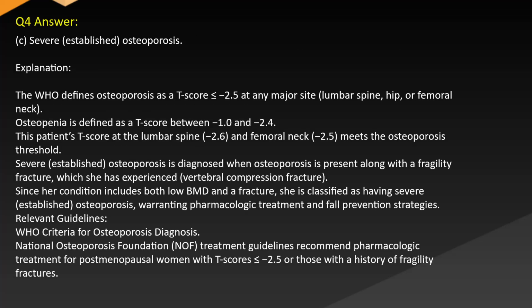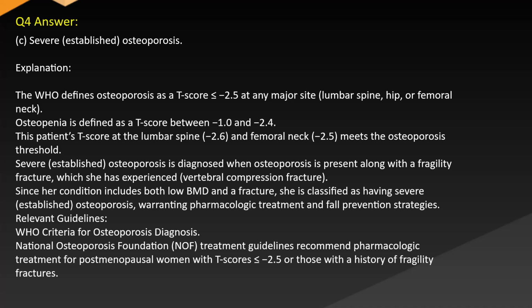Answer C. Severe, established osteoporosis. Explanation: WHO defines osteoporosis as a T-score equal to or below negative 2.5 at any major site: lumbar spine, hip, or femoral neck. Osteopenia is defined as a T-score between negative 1.0 and negative 2.4. This patient's T-score at the lumbar spine, negative 2.6, and femoral neck, negative 2.5, meets the osteoporosis threshold.